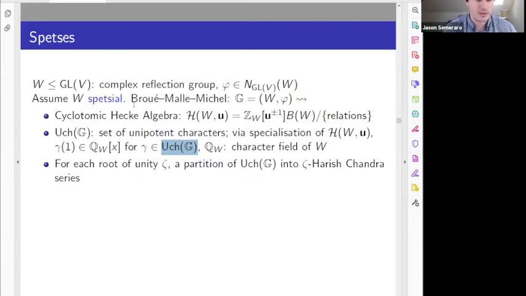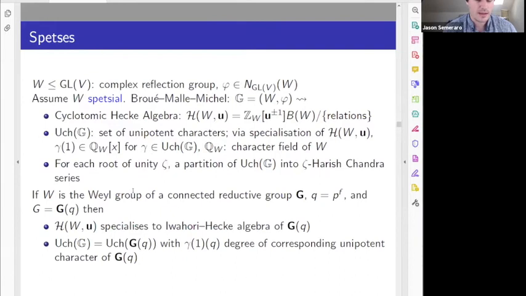So all of these features were noticed back in the 90s for these complex reflection groups. And as I already mentioned, if you take a Weyl group, then what you recover here is the Iwahori-Hecke algebra, where the Weyl group is of a connected reductive group, and G is the relevant finite group. Then you recover exactly what you expect. And moreover, unipotent characters coincide. So the degrees of the unipotent characters of the groups can be read off from the unipotent characters defined generically in this manner. Good.